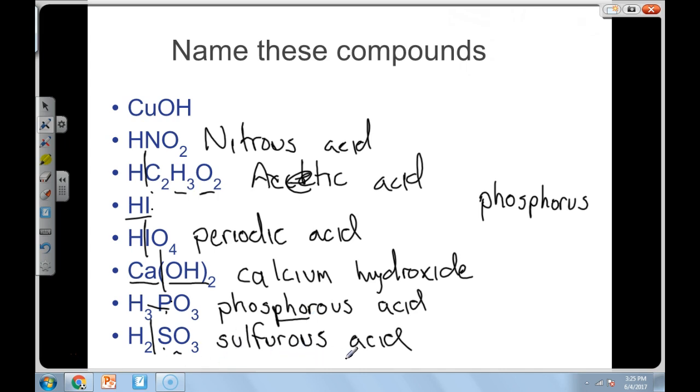Okay, well, that went a little longer than I wanted to. I had a couple of technical difficulties, but nonetheless, there it is, and that's how you name compounds, acids and bases at least.